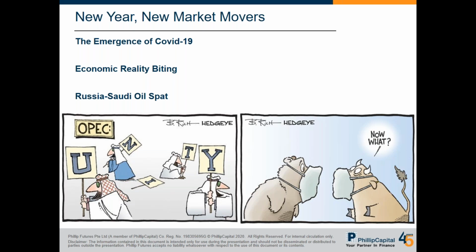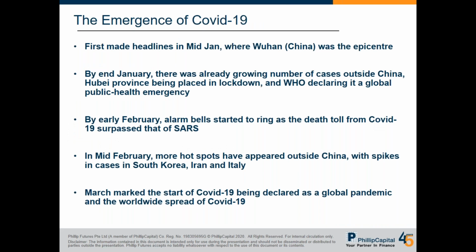We can also see that the economic reality is fighting due to COVID-19 and a sudden emergence in terms of OPEC. Right now, Saudi as well as Russia itself, they are having an oil spat. Okay, so with all of this in mind, it actually caused huge volatility in markets this year. All right. So the emergence of COVID-19 first made headlines in mid-January itself. For those who may not be that aware, Wuhan was the epicenter of the whole virus.